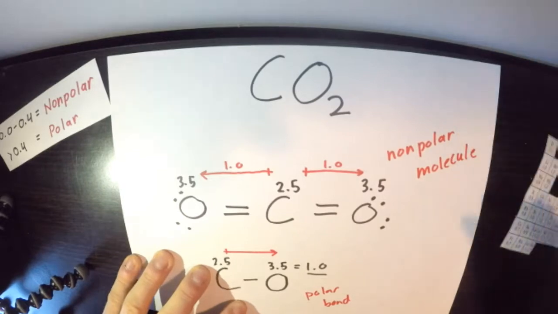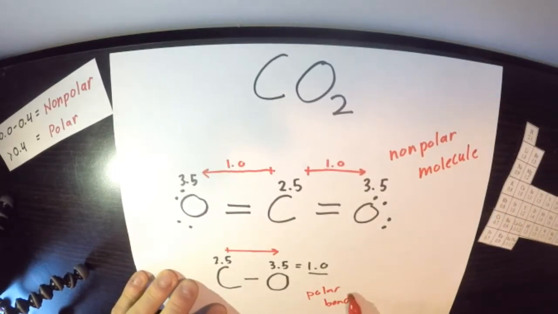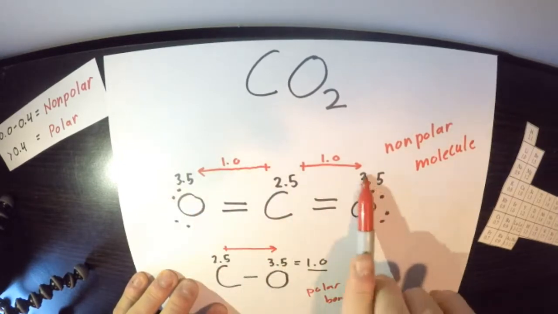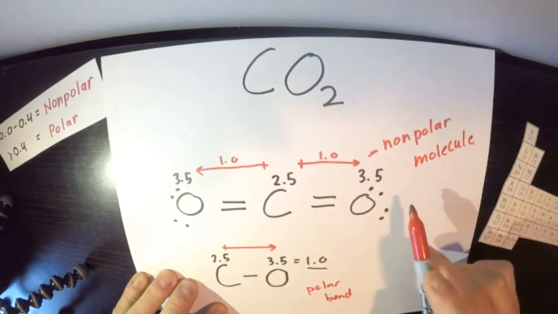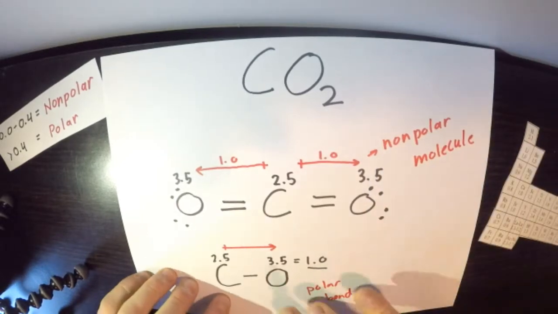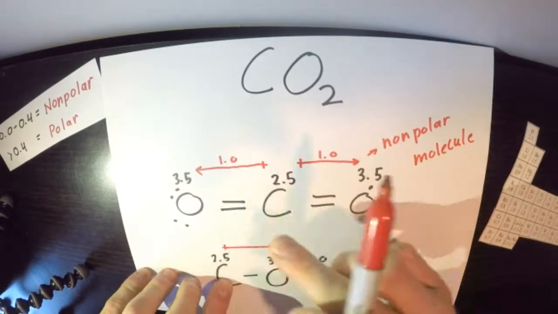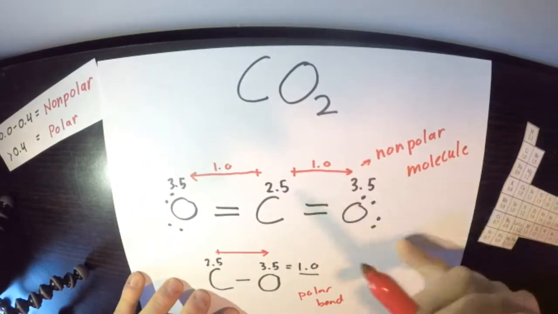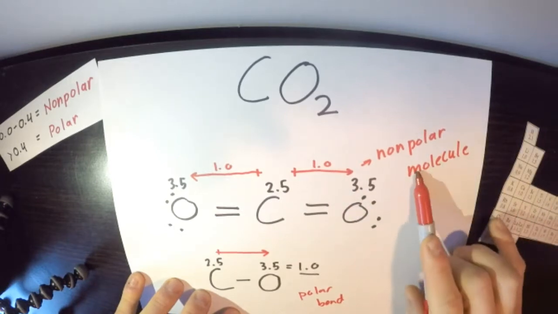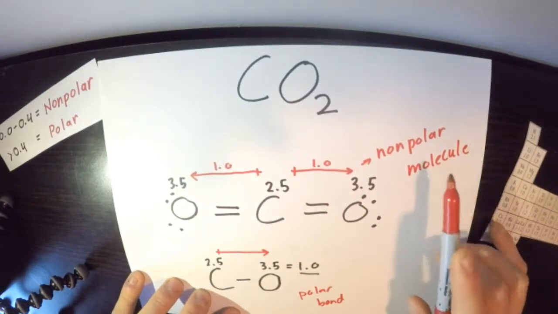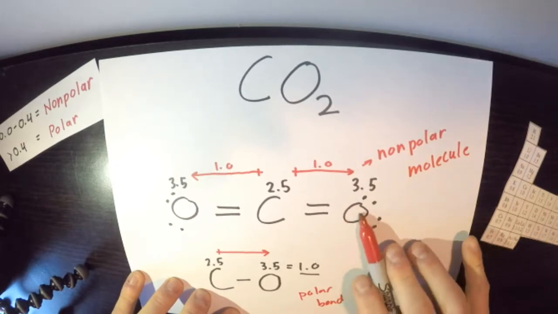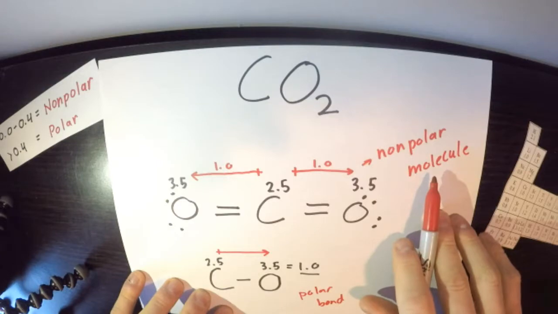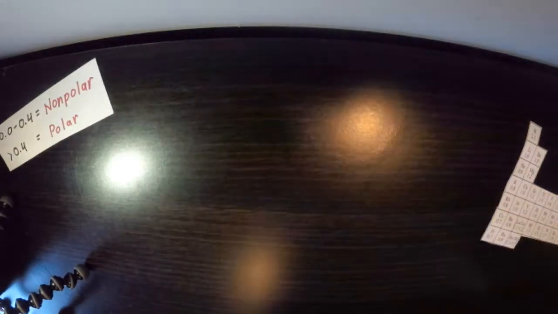So what this shows us then, it is possible to have polar bonds within a molecule, but the entire molecule itself is nonpolar. So this does show us that it is possible. We have two polar bonds, but since they're both going in opposite directions, they balance each other out, evenly distributed throughout the entire molecule. So this is a nonpolar molecule. Alright, so this one is a good example of showing that we can have a polar bond and a nonpolar molecule. Alright, I'm going to show you one more example.